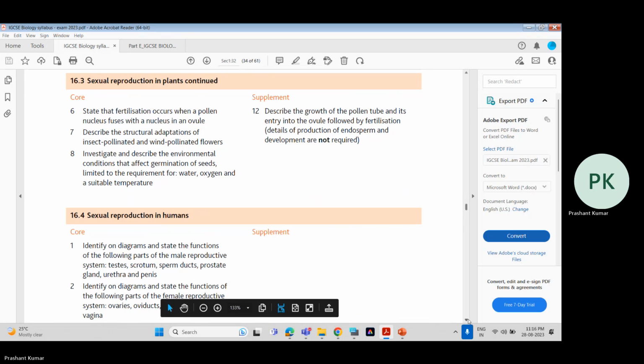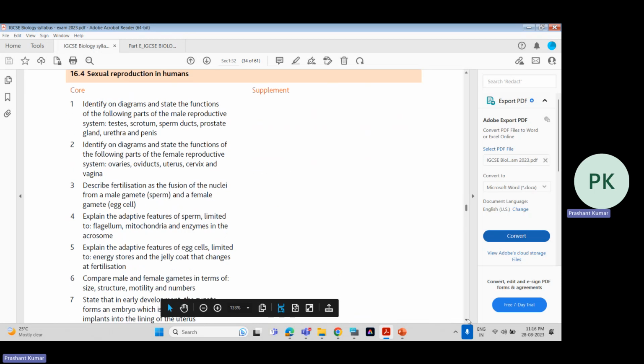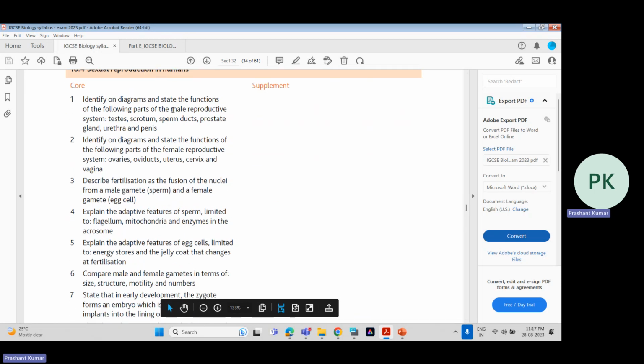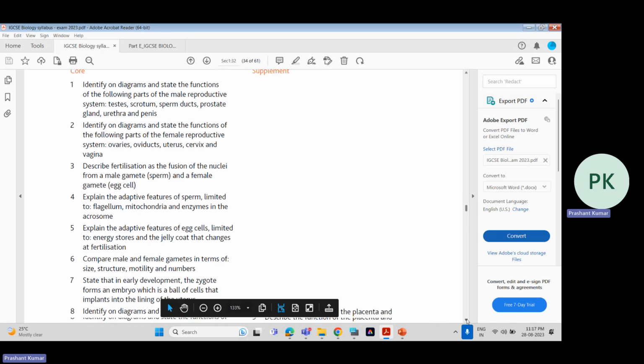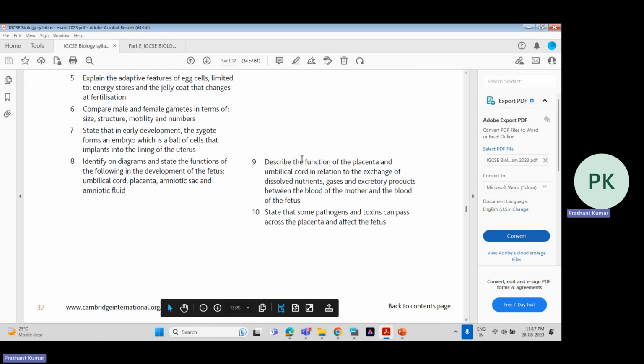Then sexual reproduction in humans, we'll discuss the male reproductive part. Then we have the female reproductive part. Then we'll discuss what fertilization is and the fusion of the male and female gametes. Then we'll talk about adaptive features of the sperm cells and egg cells, how they are able to perform their function, and what structural changes they have.